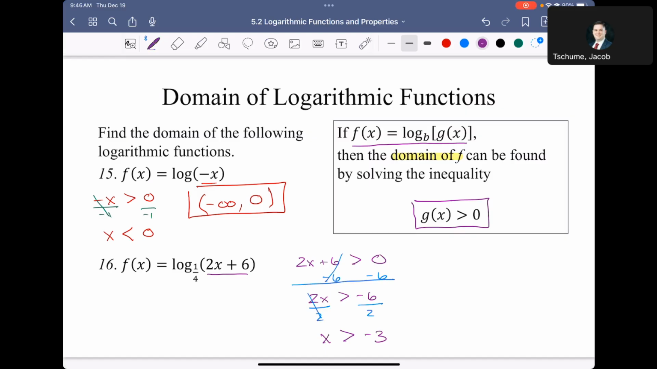So to take this inequality and write it as an interval, if x is going to be greater than -3, that means the biggest number you can get is infinity, because it would go on forever, and our lowest number would be -3. The infinity by natural situation gets a parentheses by rule. And then since there's no equal sign, the -3 will also get a parentheses. And that gives us the domain of number 16. And so it doesn't matter what the base is. If I ask you to do a domain of a logarithm, you just take the inside and you make it greater than 0 and solve.